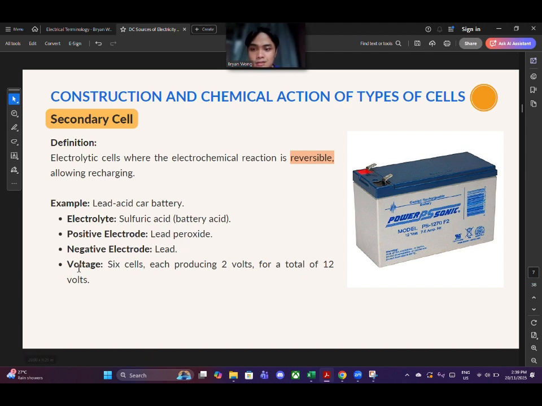How about the voltage in a secondary cell? It has 6 cells, each producing 2 volts for a total of 12 volts. So this is what is inside the secondary cell.